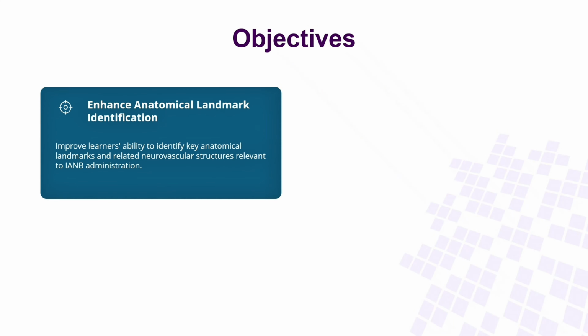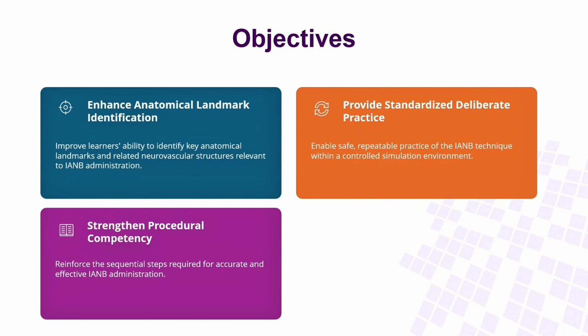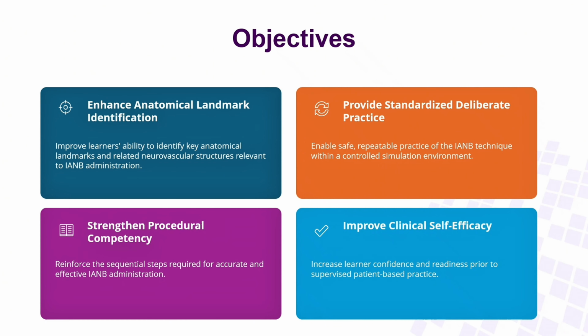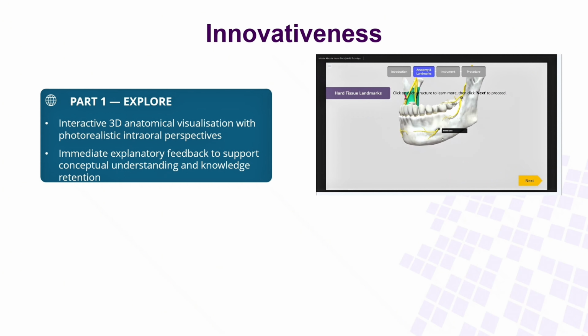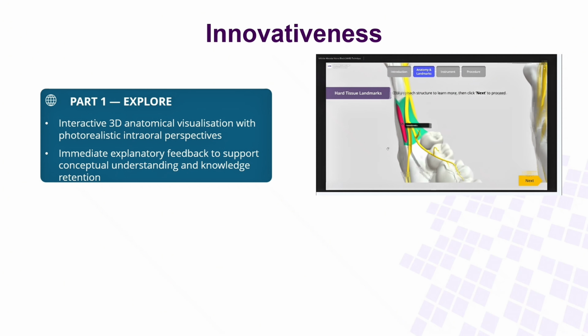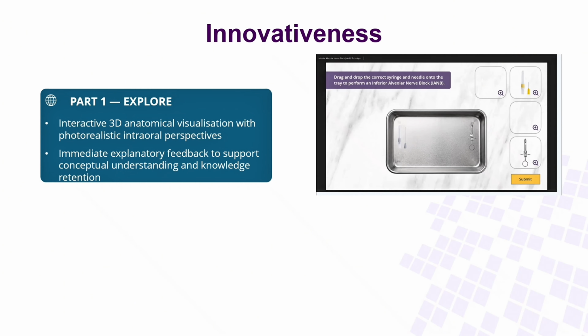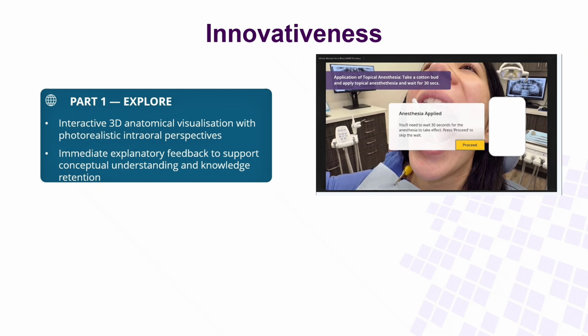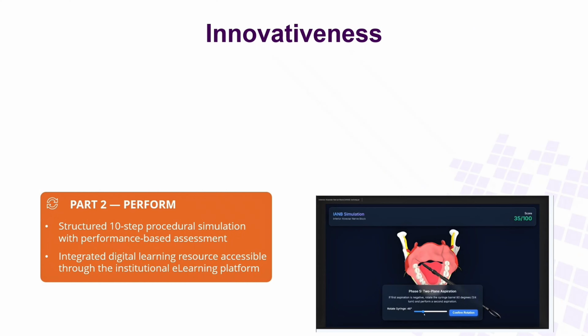The objective of this project is to enhance anatomical landmark identification, provide standardized deliberate practice, strengthen procedural competency, and improve clinical self-efficacy. What makes the simulation different is that learners first explore the anatomy rather than simply memorizing it. They can rotate a three-dimensional model and receive immediate explanation as they learn. Once they understand the anatomy, they move into the perform phase where they complete the procedure step by step within a structured simulation.